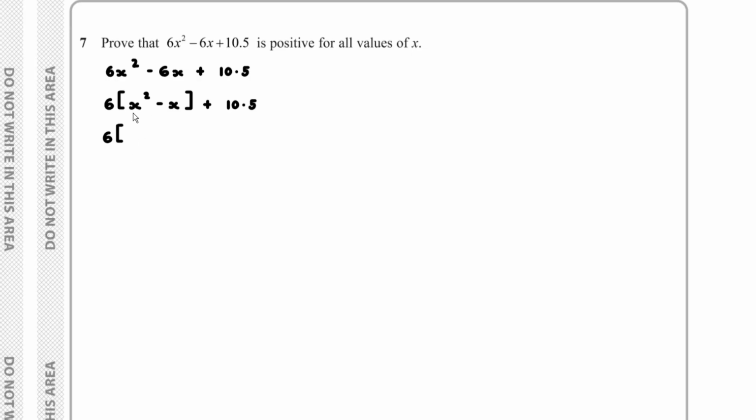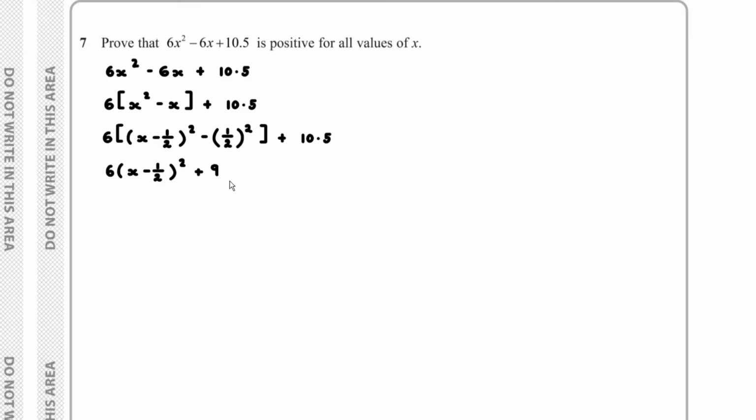Now if I complete the square for x squared subtract x, I have x subtract 1/2 squared. And I subtract from this the square of 1/2. And then we add on the 10.5. So if we expand and simplify, we have 6 multiplied by x subtract 1/2 squared, and then we have negative 1/2 squared multiplied by 6 plus 10.5, which is 9. Therefore 6x squared subtract 6x plus 10.5 is equivalent to 6 multiplied by x subtract 1/2 squared plus 9.